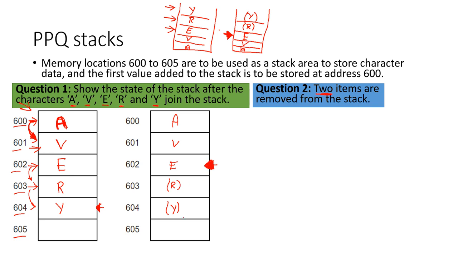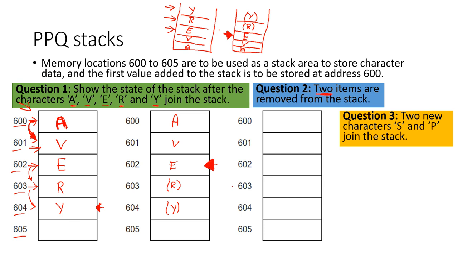And they've not been deleted or overridden, but the top of stack is only going to point to the E. The question then goes on to add 2 new characters, S and P. So back to this visualization here. We've got the A, V, and the E. We know they're in our stack, and our top of stack is E.